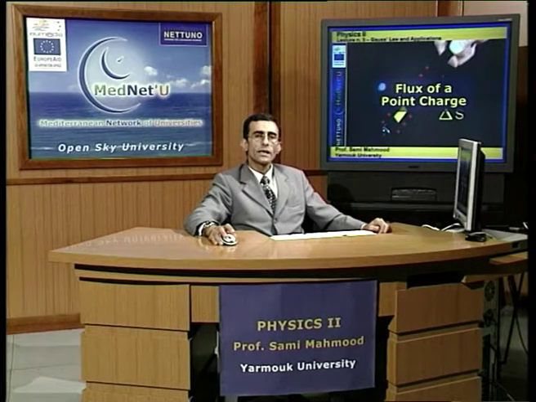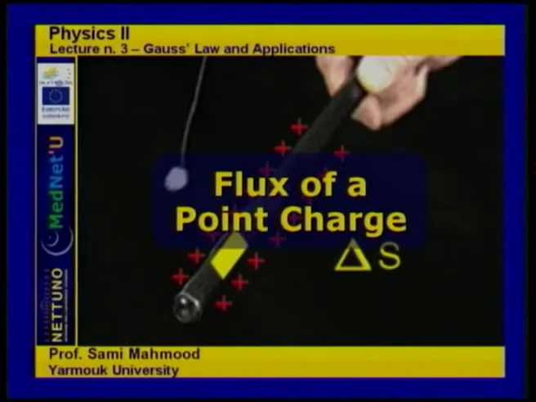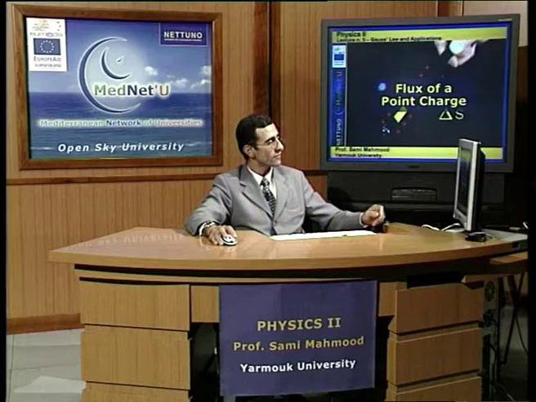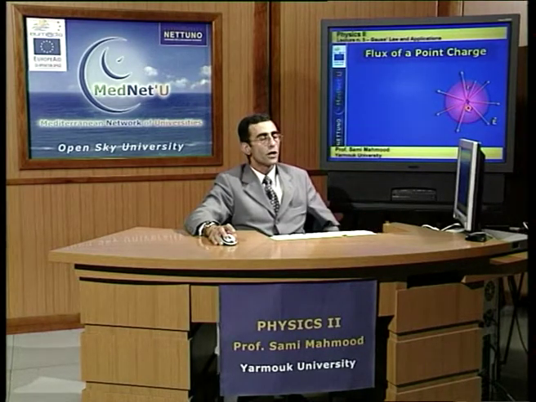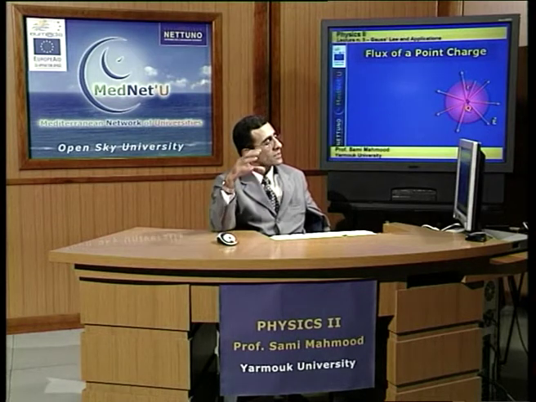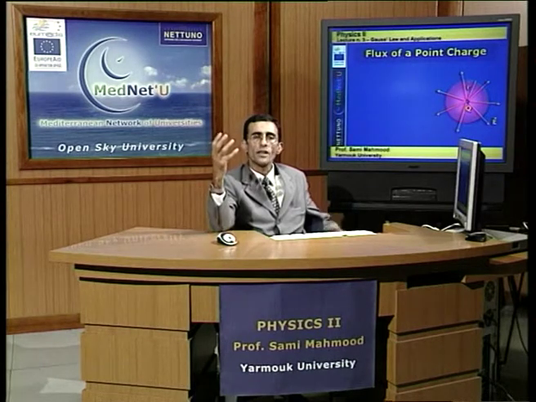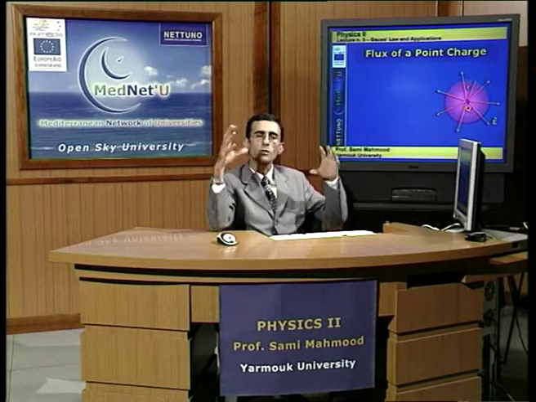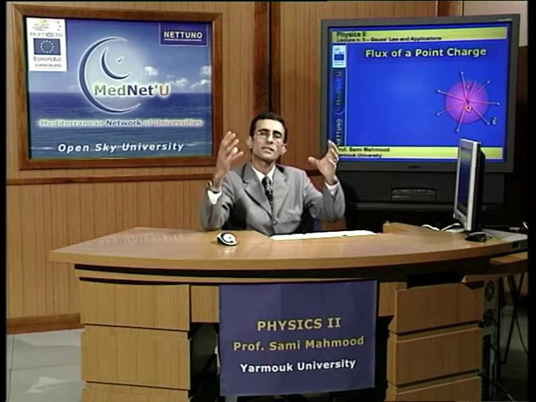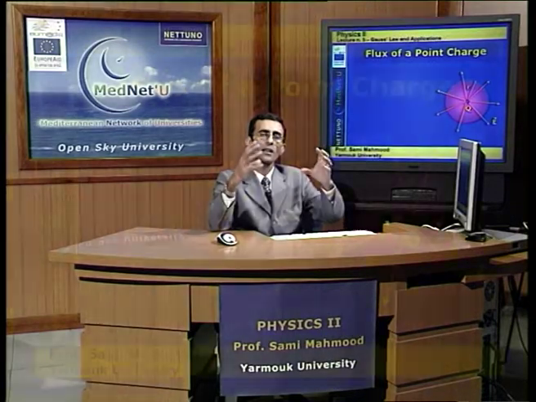And now we can apply these concepts and definitions to calculate the flux of a point charge, because it's the simplest distribution that we can have. If we consider a point charge, the simplest Gaussian surface that exploits the symmetry of the charge distribution, which is a point, is simply a sphere, a spherical surface.